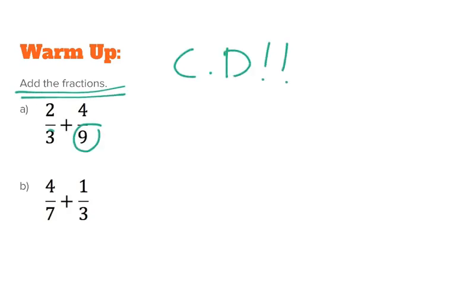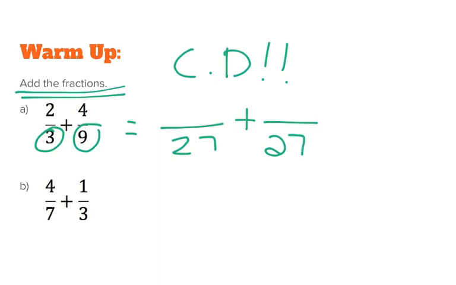So when I look at 9 and 3, I think, okay, the easiest way is maybe to make both of these denominators 27. And how did I get 27 from 3? Well, I times it by 9. So I'm going to do the same thing to the top. I'm going to times that 2 by 9 and I get 18.